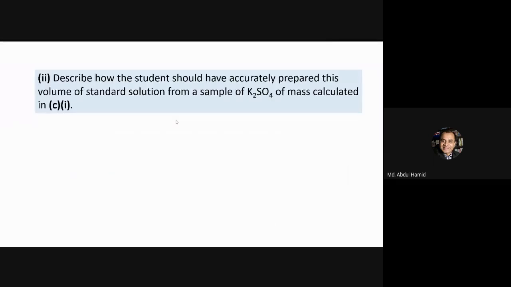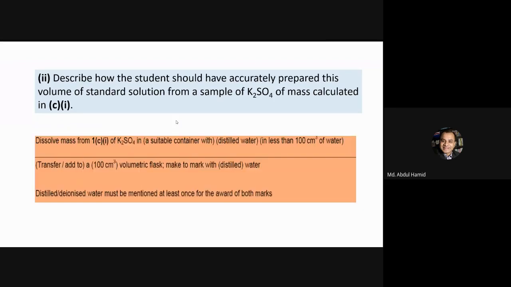Describe how the student should accurately prepare this standard solution from the potassium sulfate mass calculated in C1. In the previous question we calculated 1.74. We have to take it in a beaker and add a small amount of water, less than 100 cm cube, then dissolve it. We transfer it to the volumetric flask, and then fill up the rest with distilled water. And this is the solution. It's quite an easy solution preparation. The similar method we have studied previously.